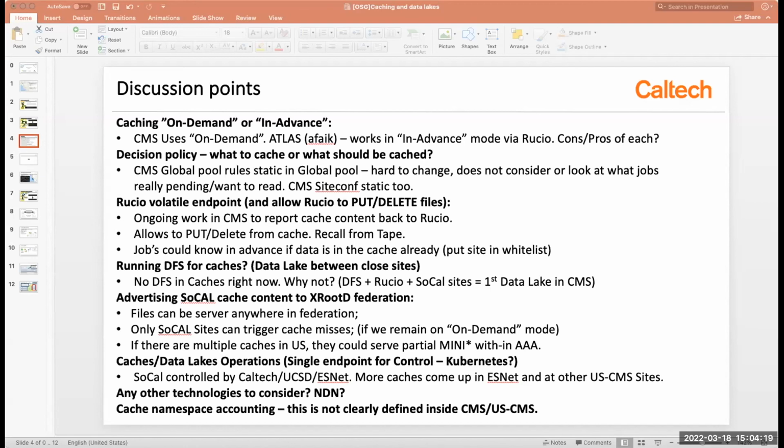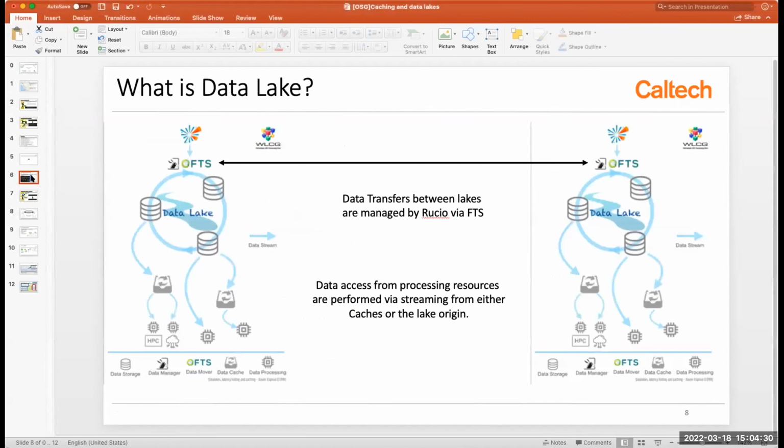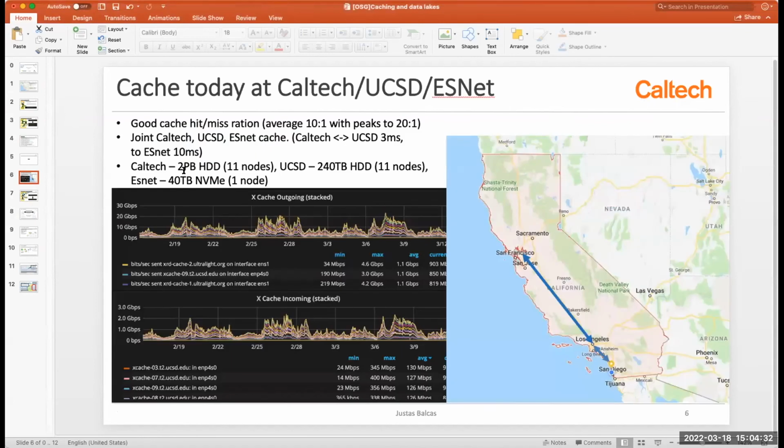Eustace, the SoCal cache is on the scale of about a petabyte, isn't it? Let me go, I think I had it on a slide. No, so at Caltech we have 2 petabytes, at UCSD 240, and at ESnet 40 terabytes. Okay, thank you.